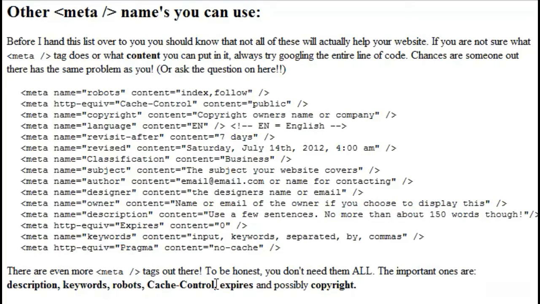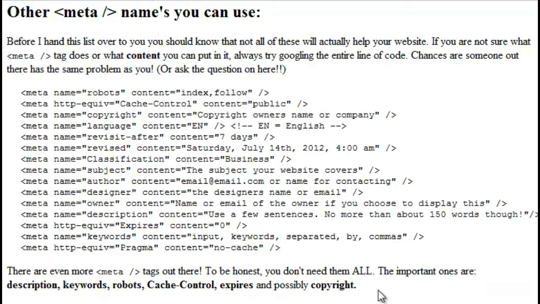Now there's even more meta tags out there, and to be honest, you don't need all of them. Here are some of the important ones though. Description, keywords, robots, cache control. This one's a little bit different because it uses the HTTP equiv instead of the name. When the page expires, same thing, HTTP equiv. And possibly copyright if you want that to be in the source code.